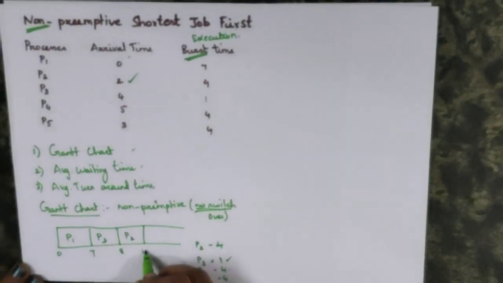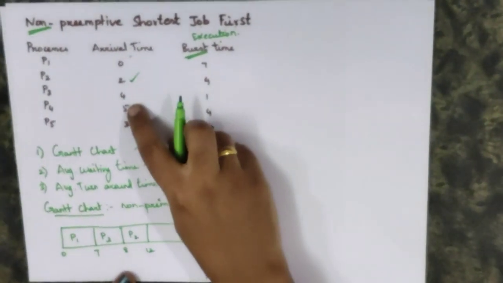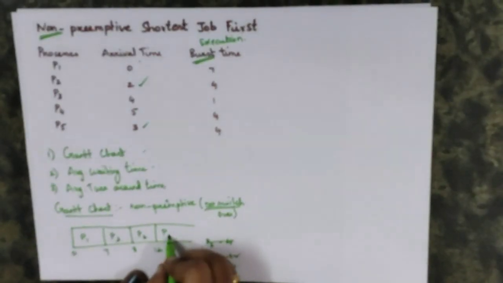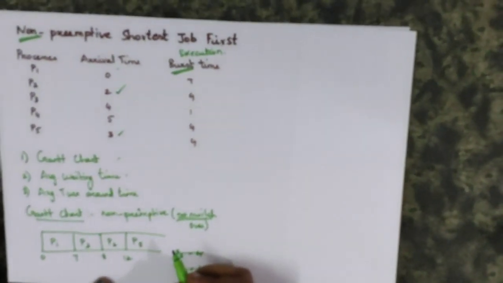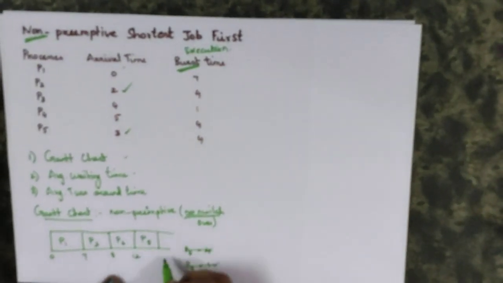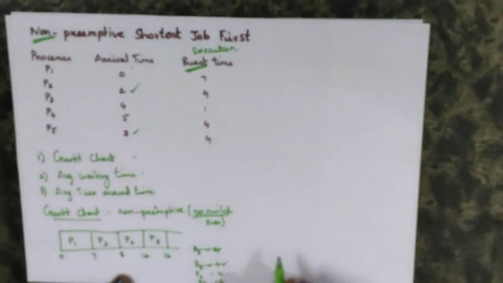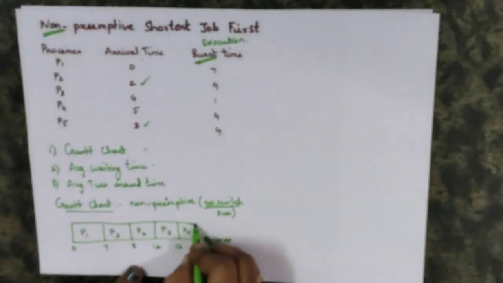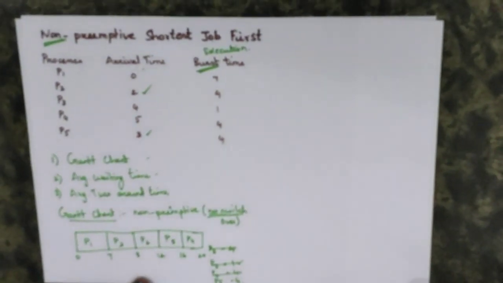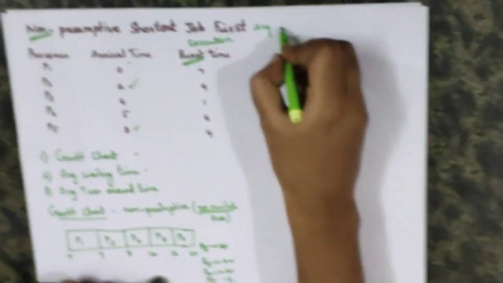So 8 plus 4 is 12. Next, process P4 arrived at 5 and P5 arrived at time 3, so next I have to place process P5. That is 12 plus 4, 16. Next the remaining process is P4, and its burst time is 4, that is 20. So this is our way of drawing the Gantt chart. Next we have to find the average waiting time.